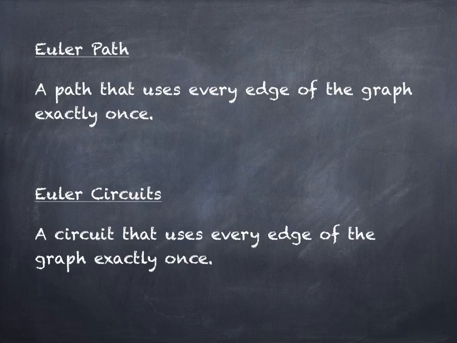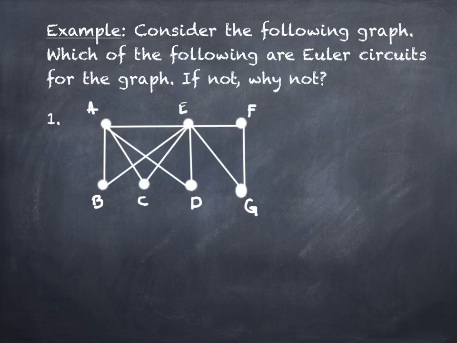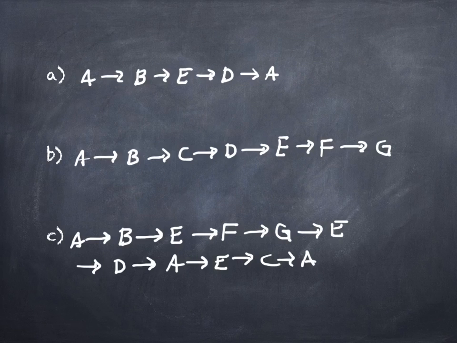Let's do an example. Unfortunately, the components of the problem are so long that it's on two different screens here, but it's on one on your paper, so you can see it all at the same time. We've got a graph that looks something like this. It says, consider the following graph. Which of the following are Euler circuits for the graph? And if they're not an Euler circuit, why not? So the first one that you have is written here on the next screen.